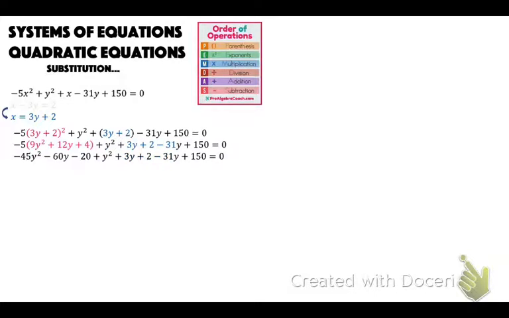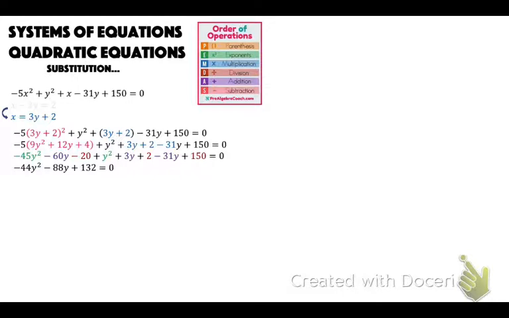Multiply that 5 in, so you get negative 45y squared minus 60y minus 20 plus y squared plus 3y plus 2 minus 31y plus 150 equals 0. So then we're going to group all our y squareds together, group all our y's together, group all our constants together. So we have negative 45y squared and y squared, so that becomes negative 44y squared. Negative 60y plus 3y minus 31y is negative 88y. And negative 20 plus 2 plus 150 is 132.